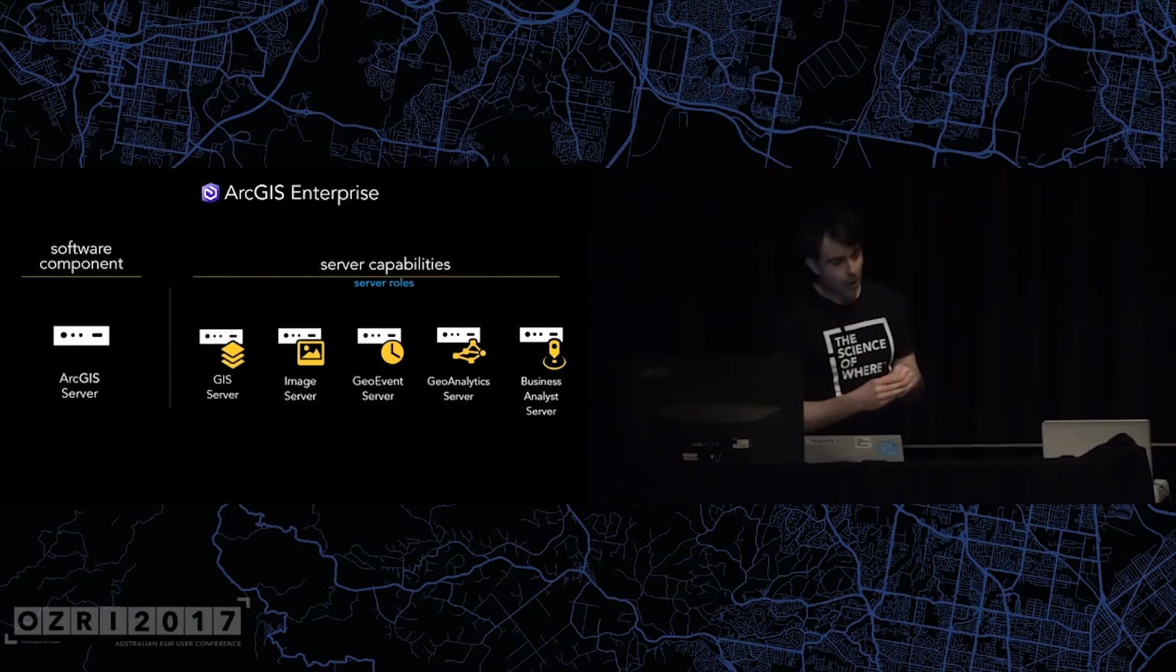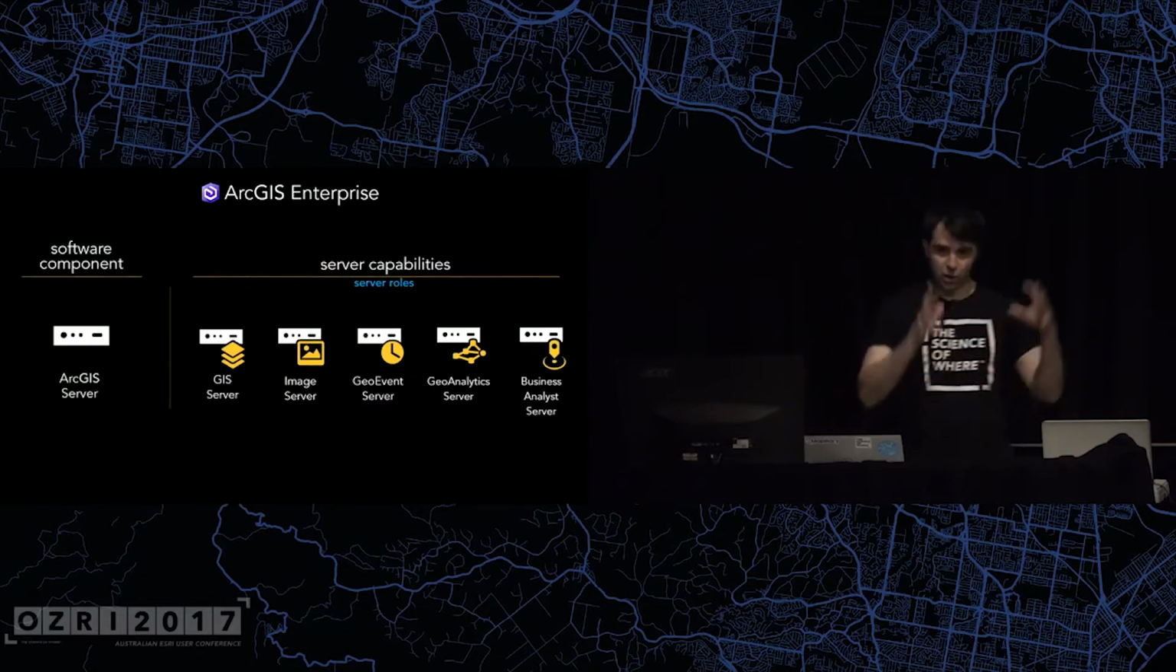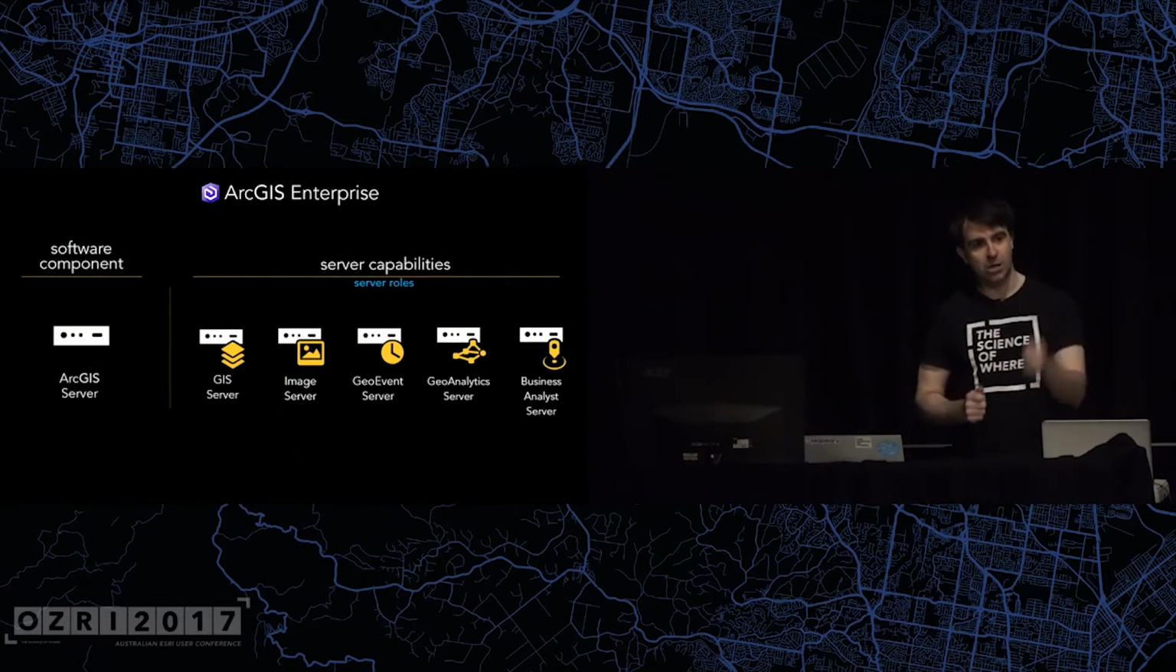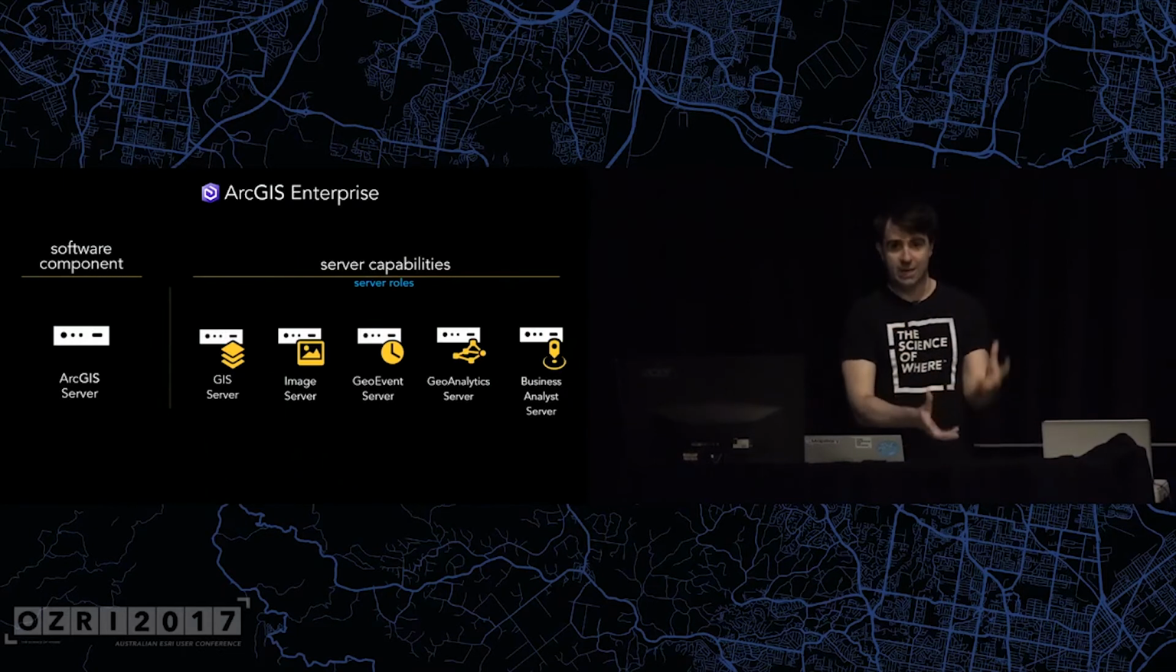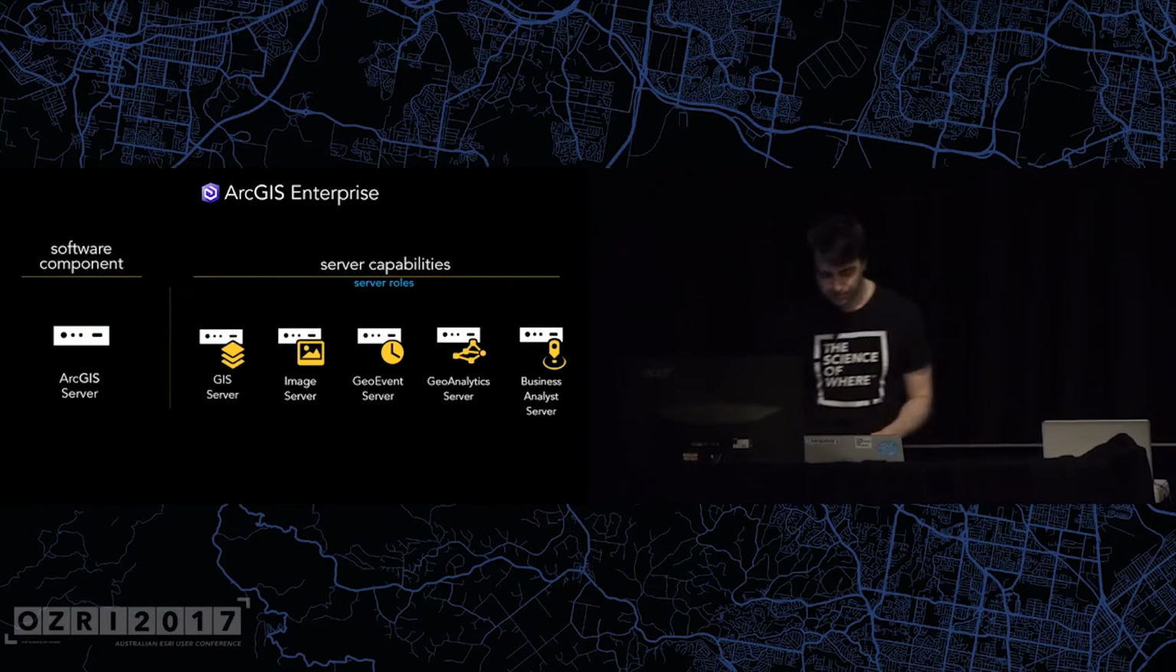It has a whole range of targeted tools for territory planning and site selection and that kind of thing. But the key point here is there's just one application, ArcGIS Server. You install that, you apply a license role or multiple roles, and it enables those capabilities.